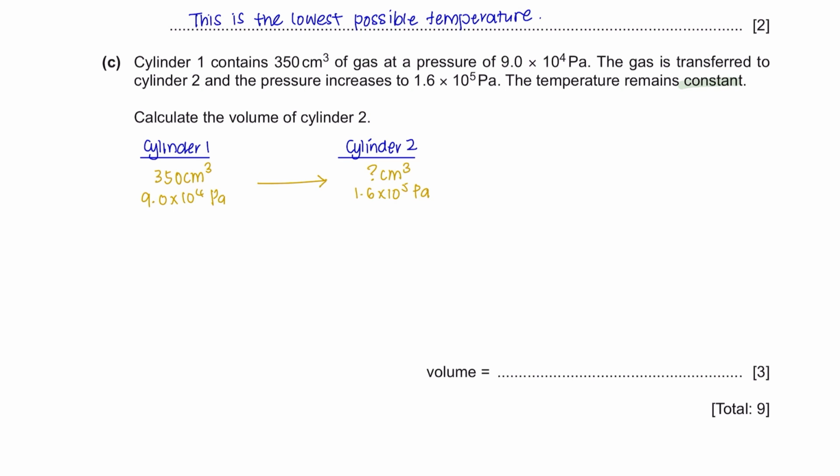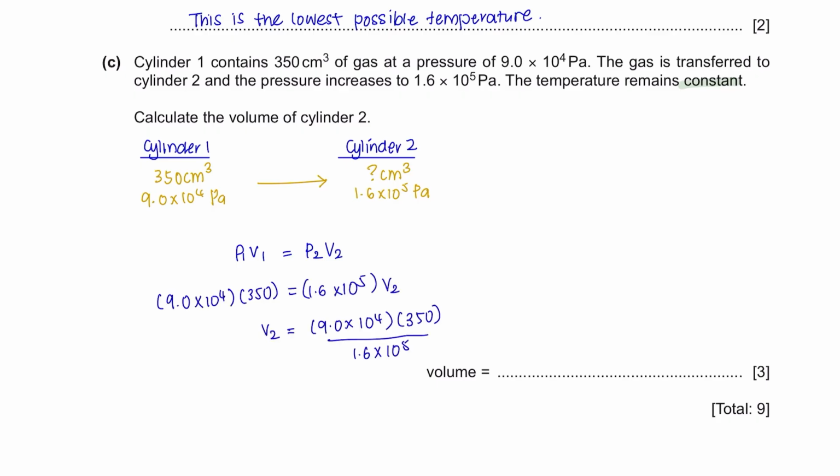According to Boyle's law, the relationship between the pressure and volume for a fixed mass of gas at constant temperature can be written as P1V1 equals P2V2. 1 represents cylinder 1 and 2 represents cylinder 2. Now let's just substitute all the values given. To find V2, just rearrange the formula and you will get a volume of 200 centimeter cube.